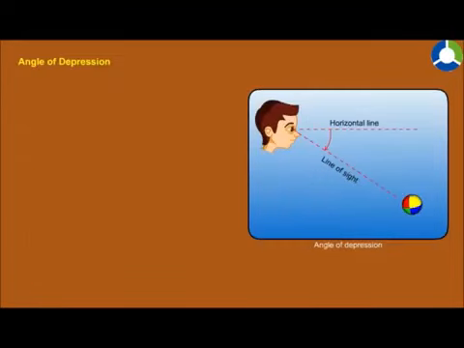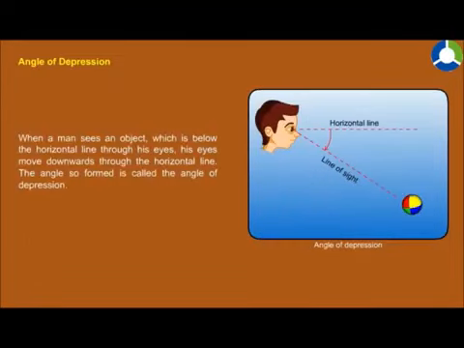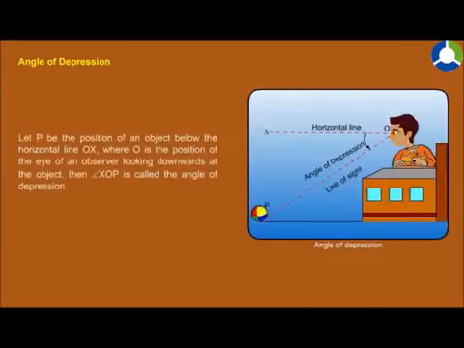Angle of depression. When a man sees an object which is below the horizontal line through his eyes, his eyes move downwards through the horizontal line. The angle so formed is called the angle of depression. Let P be the position of an object below the horizontal line OX, where O is the position of the eye of an observer looking downwards at the object. Then angle XOP is called the angle of depression.